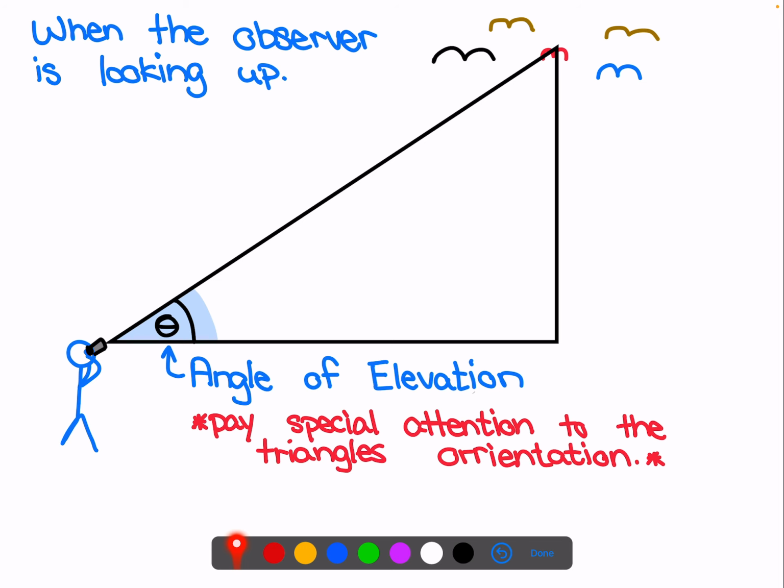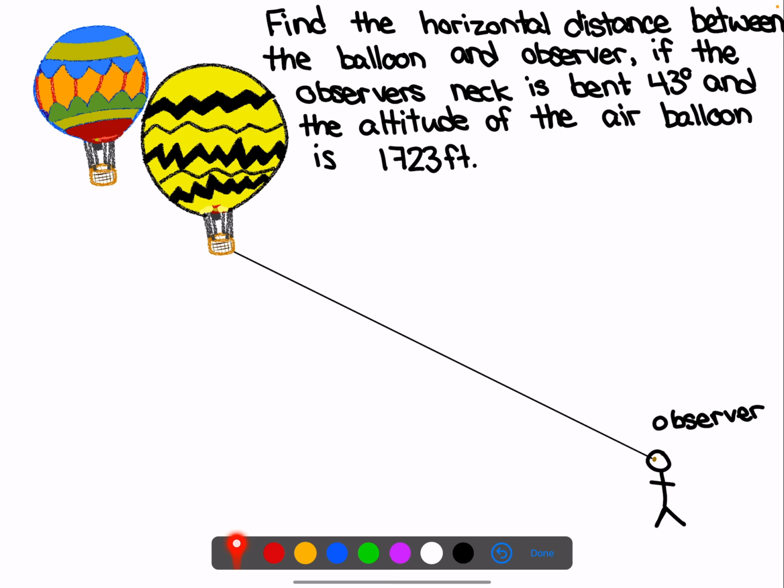So let's go ahead and see what one of these problems looks like. Find the horizontal distance between the balloon and the observer, if the observer's neck is bent 43 degrees and the altitude of the air balloon is 1,723 feet.